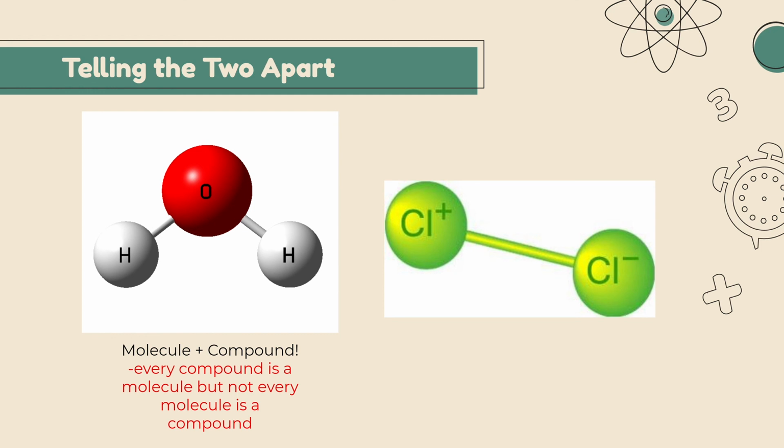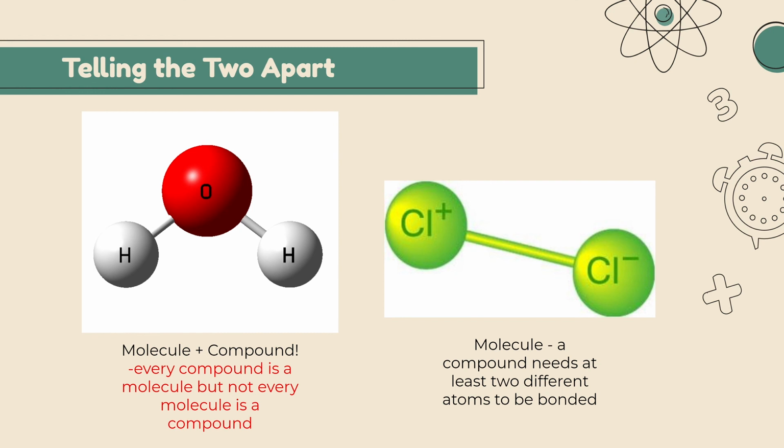What about the one on the right? Well, since the two atoms bonded together are the same, it must just be a molecule, because a compound needs at least two different atoms to be bonded. So now we've covered the two structures atoms can create when combined.